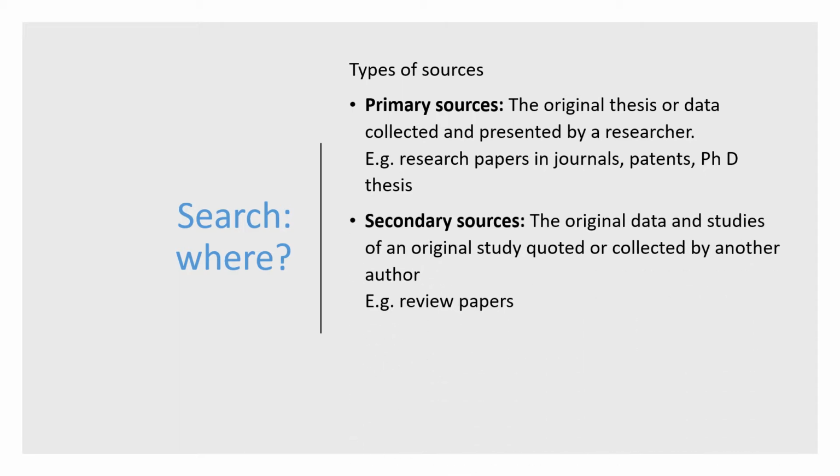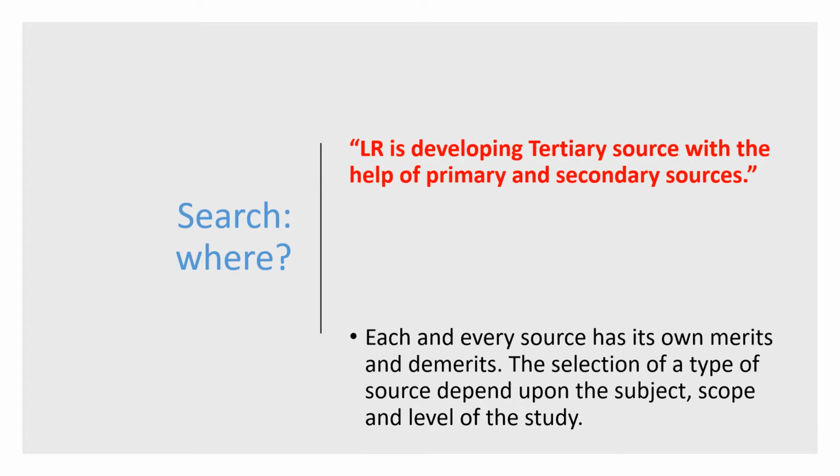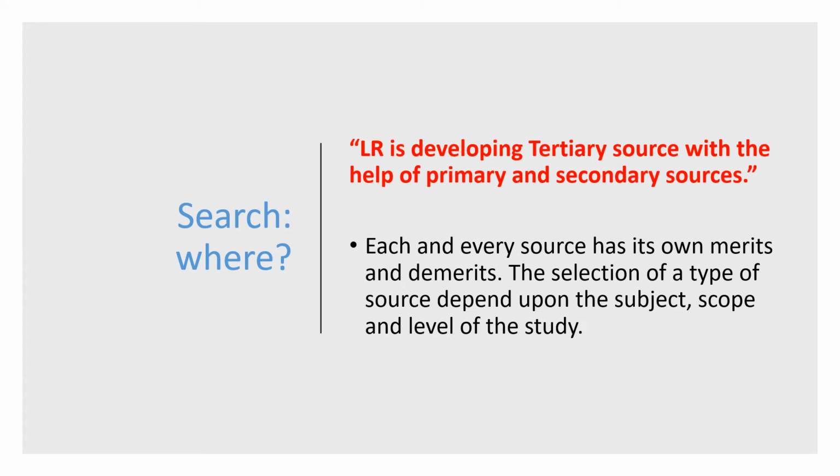Secondary sources are the original data and studies of an original study quoted or collected by another author, like review papers. These are the example of secondary sources. Tertiary sources are the primary and secondary data collected and presented by different scientists, authors. For example, edited books, news, blogs, and other web resources. Each and every type of source has its own advantage and limitation. You choose the sources of literature review depending upon your subject and level of research work. Choose the sources wisely, choose the quality sources always.